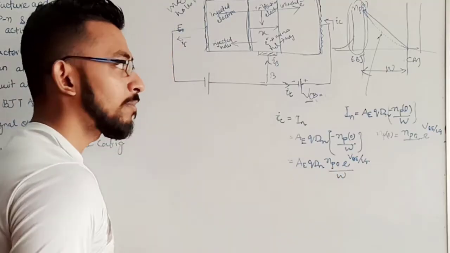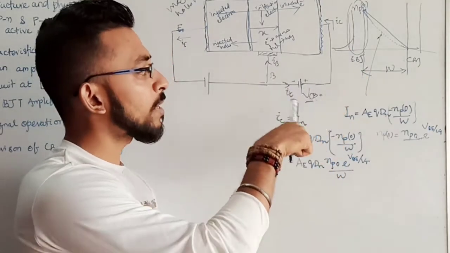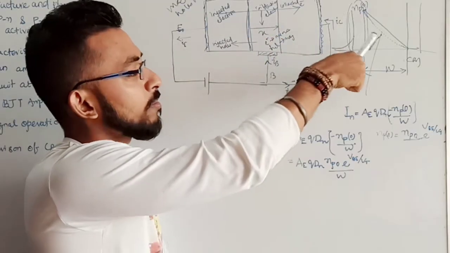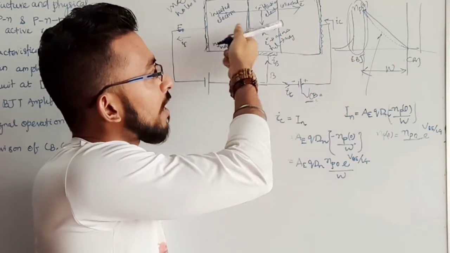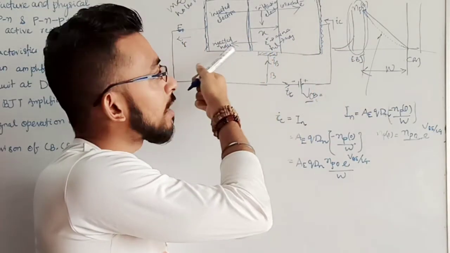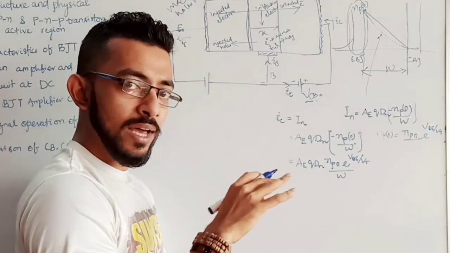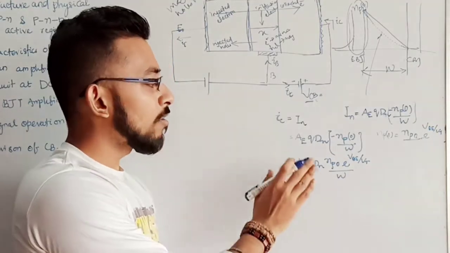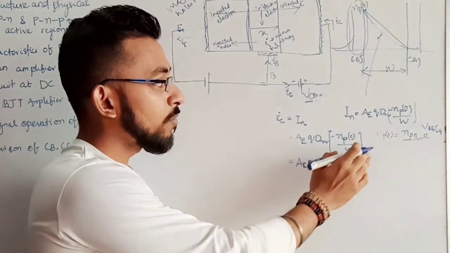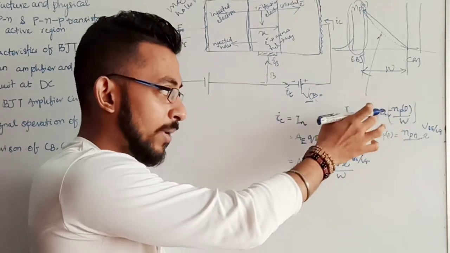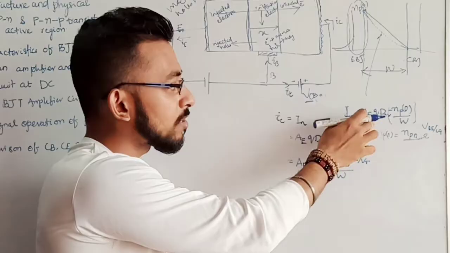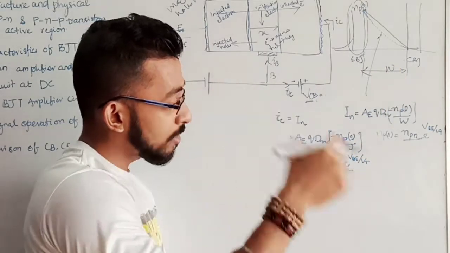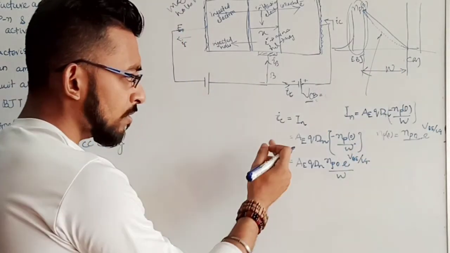If I put a negative sign, it means the flow of current is from right to left, but the X direction is from left to right. That's why if I move along with X, along with my length, I will write the positive sign. Once I write the negative sign, it means I am writing the usual convention, that is from right to left. So this is our IC.